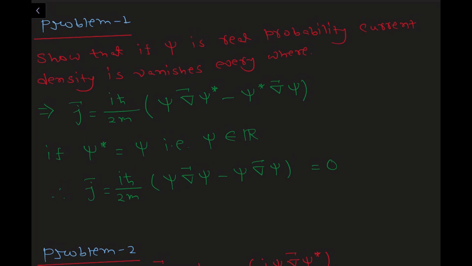The theorem says that if the wave function is real, the probability current density vanishes everywhere. So if the wave function is real, this is our expression for probability current density. If the wave function is real, psi star will be psi. Then from this expression, this psi star will be psi, and this psi star will also be psi. So we can very easily say that our j will be 0.